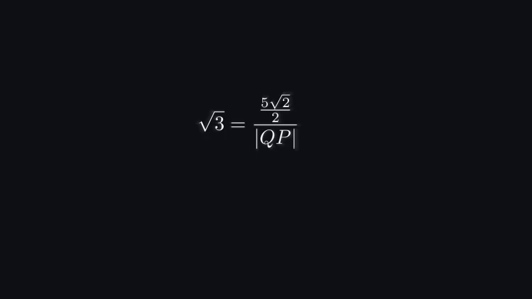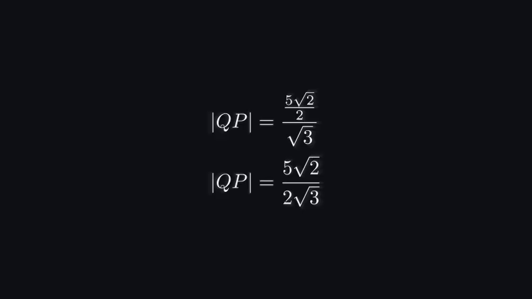The square root of 3 equals 5 root 2 over 2, over the length of QP. So length of QP times root 3 equals 5 root 2 over 2. Length of QP equals 5 root 2 over 2 root 3.